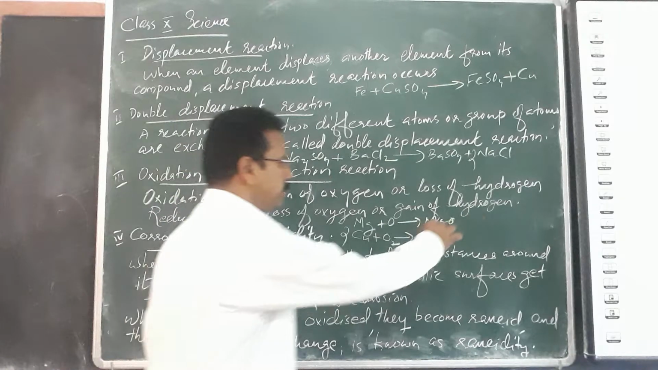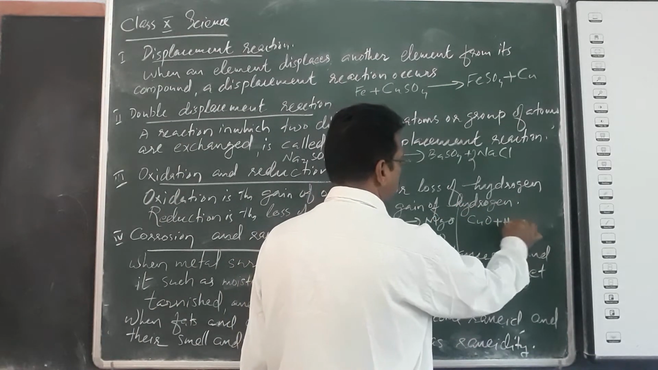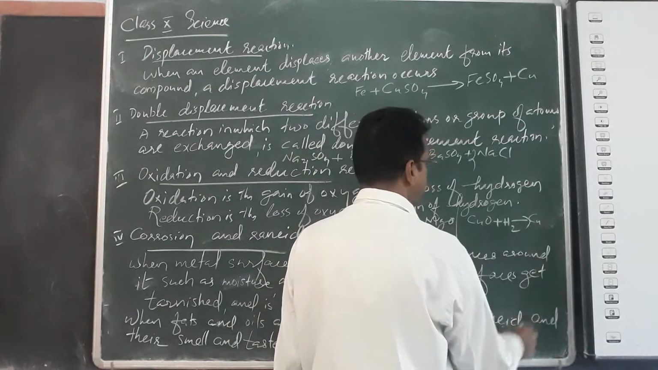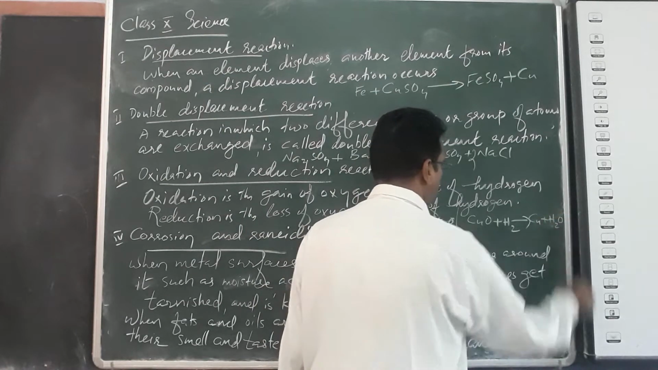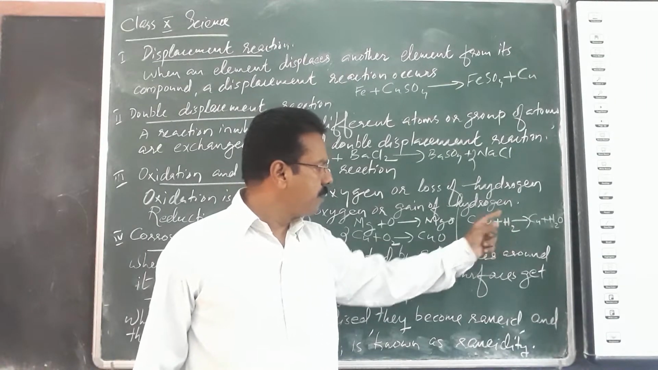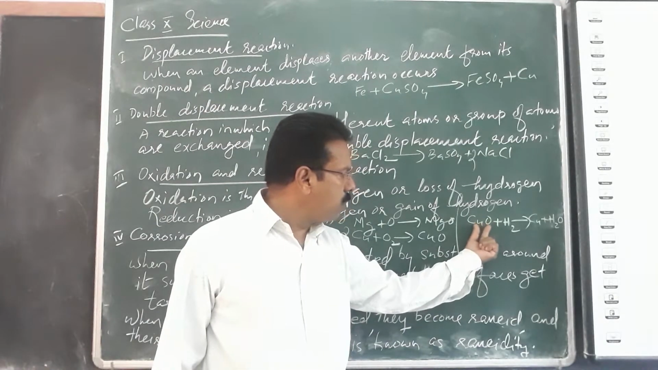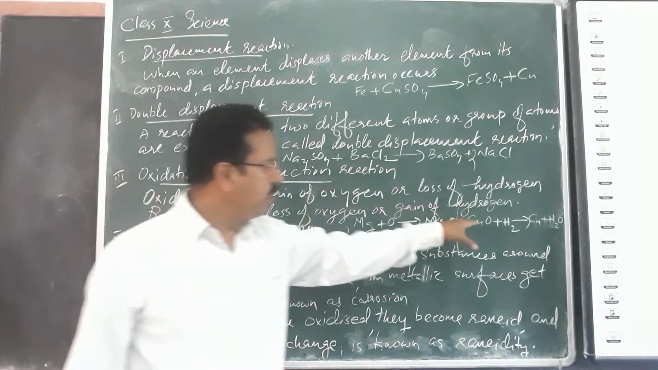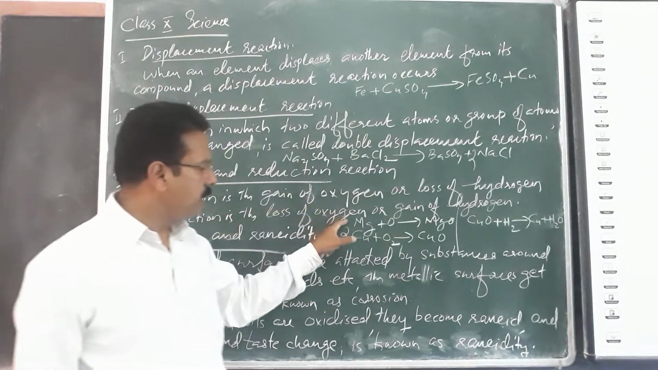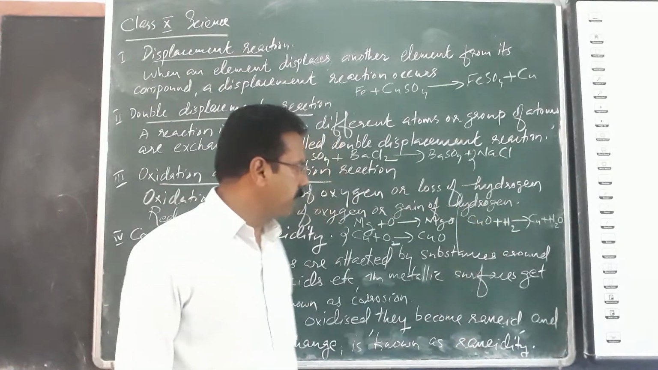Then reduction reaction. Copper oxide combining with hydrogen, you will get copper metal plus H2O, water. Oxygen is removed from copper oxide by hydrogen. Removal of oxygen is called reduction. Reduction is the loss of oxygen or gain of hydrogen. Such a reaction is called a reduction reaction.